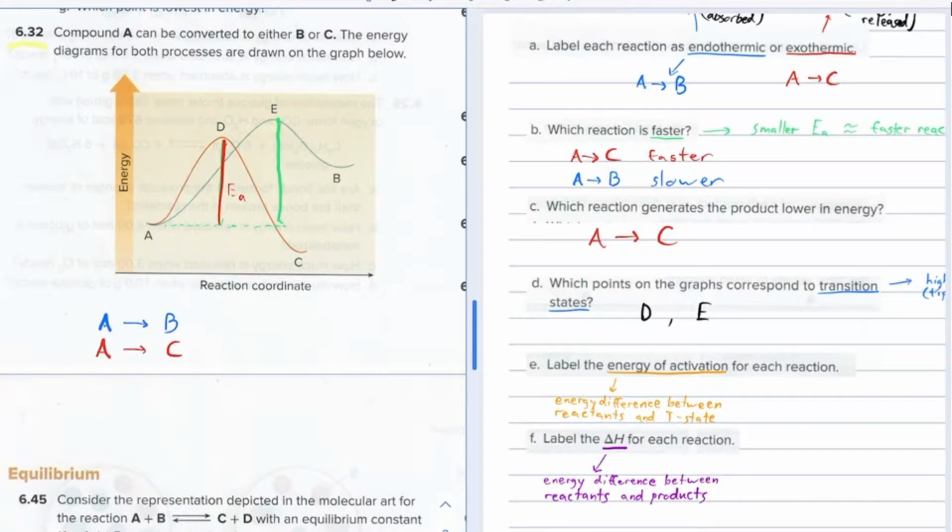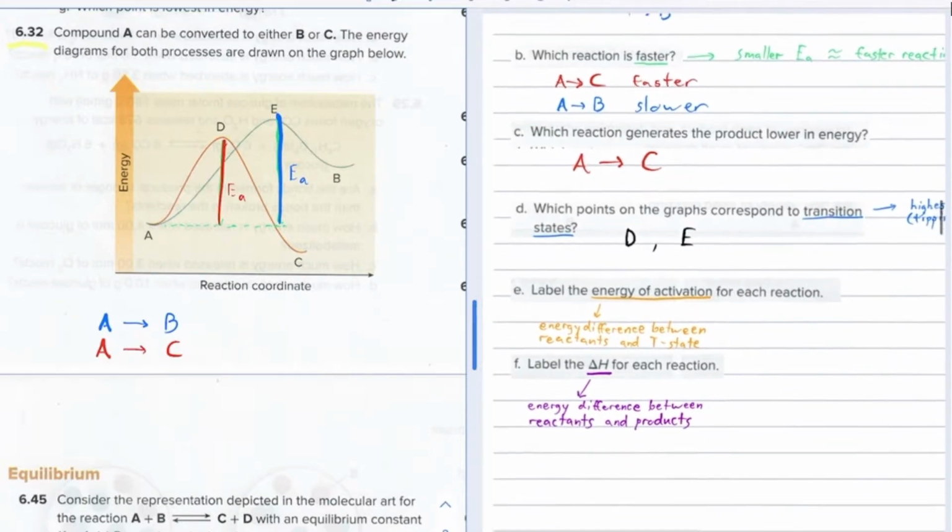And then from A to B, this would be the activation energy. It's the energy difference between what you start with and the transition state. And I'll color that one blue just to keep in line with the colors that we've been doing. So that would be the activation energy for A to B.